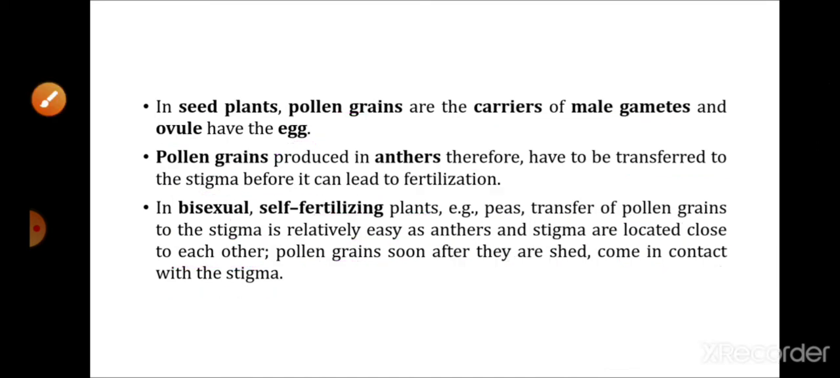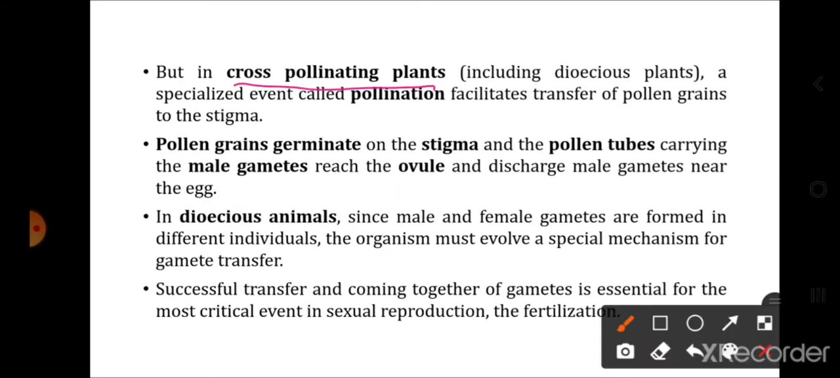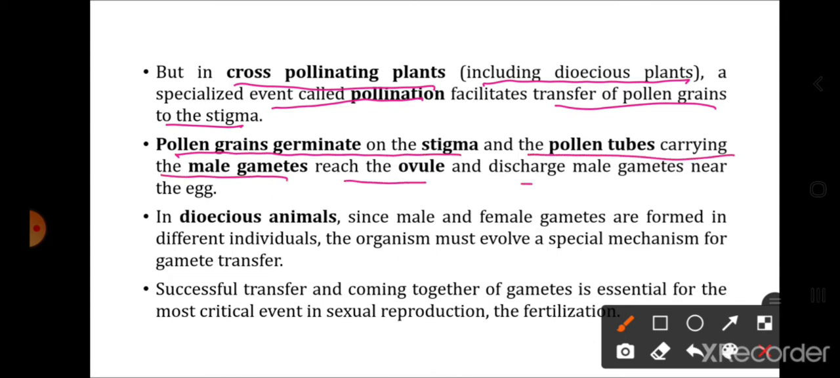with the stigma. But now what about the cross-pollinating plants? In cross-pollinating plants, including the dioecious plants, there is a specialized event called pollination which will facilitate the transfer of the pollen grains to the stigma. So in cross-pollinating plants, the process for gamete transfer is pollination. Pollen grains germinate on the stigma and the pollen tube carrying the male gamete reaches the ovule and discharges the male gametes near the egg. So, in cross-pollinating plants, which process occurs for the transfer of the male gamete? It is pollination.